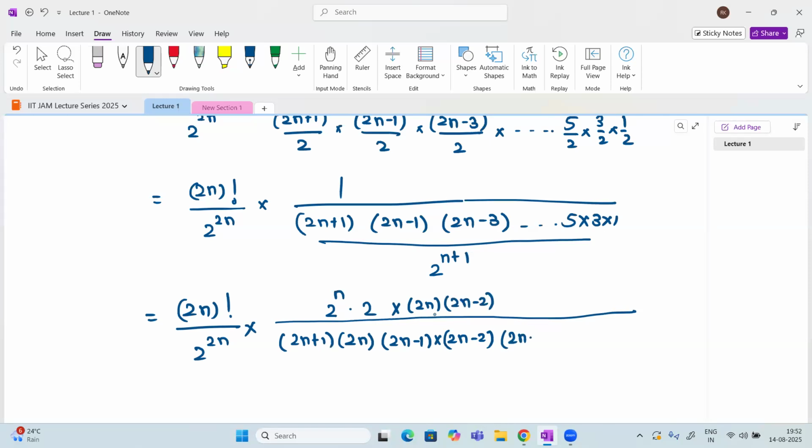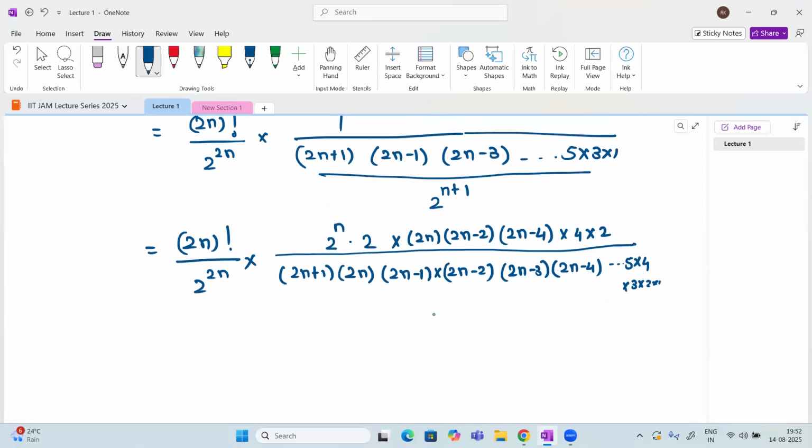2n minus 3 is already there. The previous even number is 2n minus 4, so I will multiply numerator and denominator by 2n minus 4. And so on. In this way, you will get 5 into 4 into 3 into 2 into 1. So at the numerator, 4 into 2. The missing even numbers, we multiply numerator and denominator by those numbers. Okay. Have you understood what we have done?